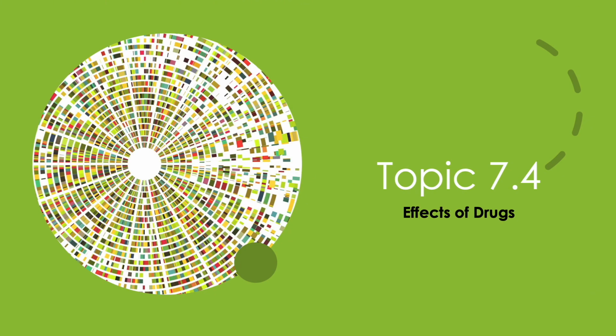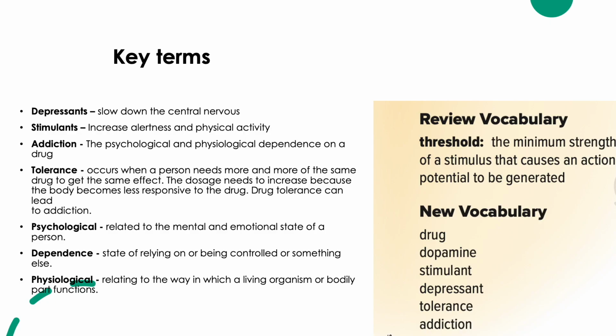Now let's have a look at topic 7.4 that talks about the effects of drugs and alcohol on our body. First of all, we have some key terms which are very, very important. You can go through these key terms one by one by pausing the video, but I will give you a quick hint of these terms. Depressants slow down your nervous system, and the opposites are stimulants, which speed up or make your nervous system more alert.